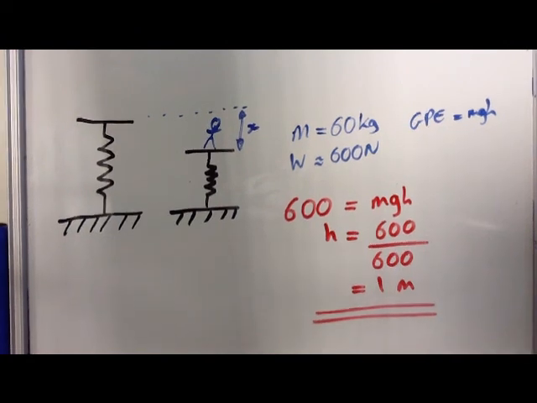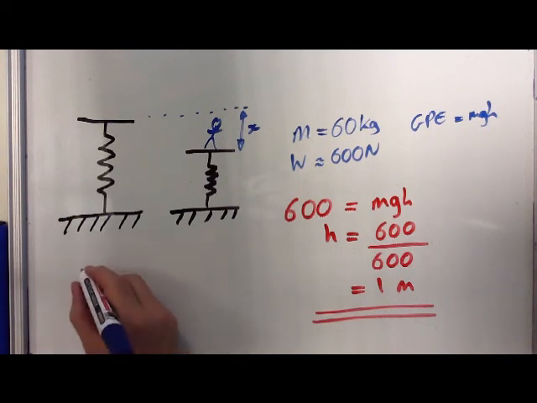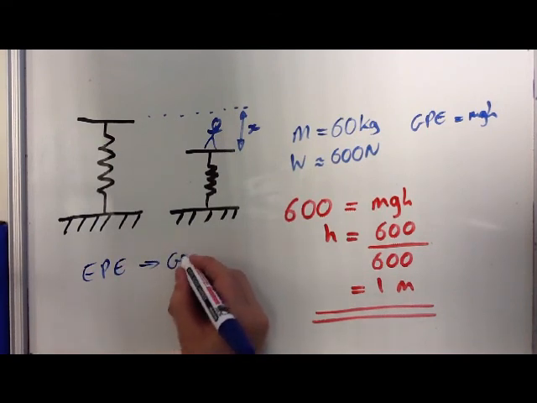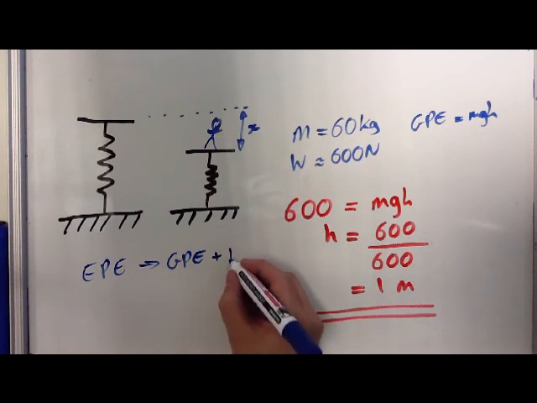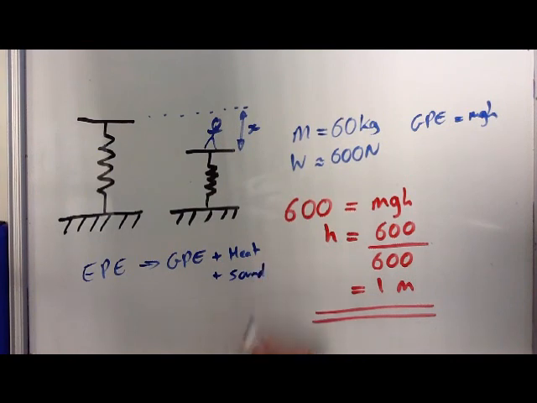In reality it would be much less than that, because the assumption that all the EPE goes to GPE is of course incorrect, because there will also be heat loss due to friction, maybe some sound, but there will be energy lost elsewhere. So ultimately he's going to go less than 1 metre up. Okay, hope that helps.